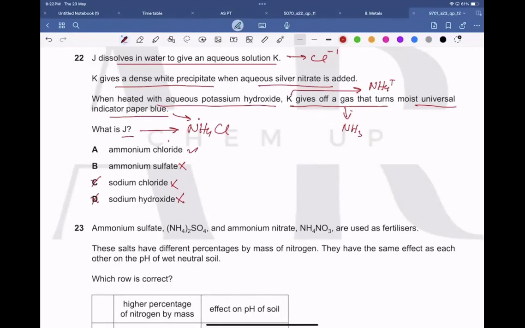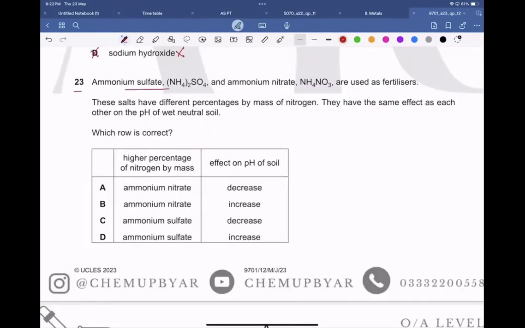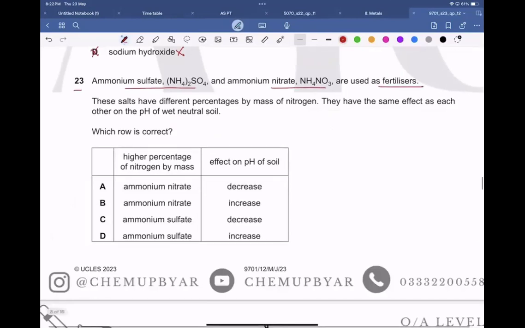Now question number 23. Ammonium sulfate and ammonium nitrate are used as fertilizers. These salts have different percentages by mass of nitrogen. They have the same effect as each other on the pH of wet neutral soil. Which row is correct?